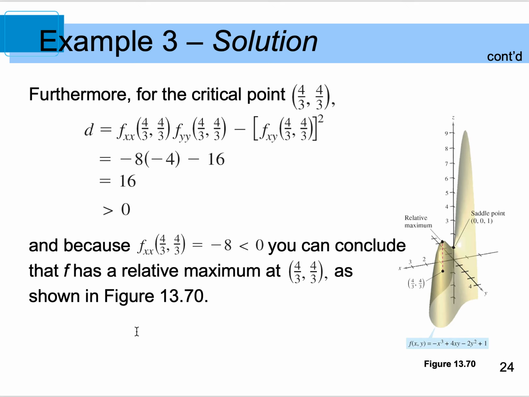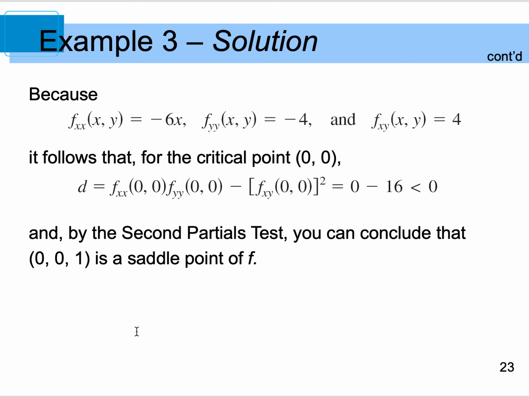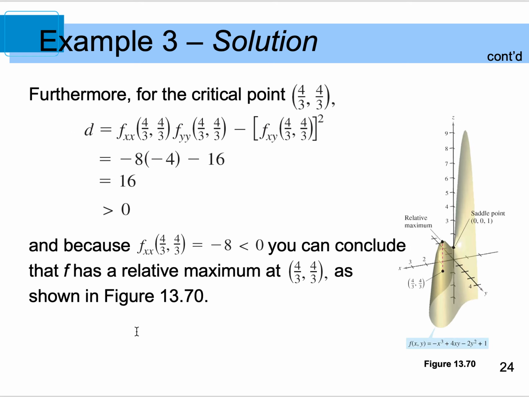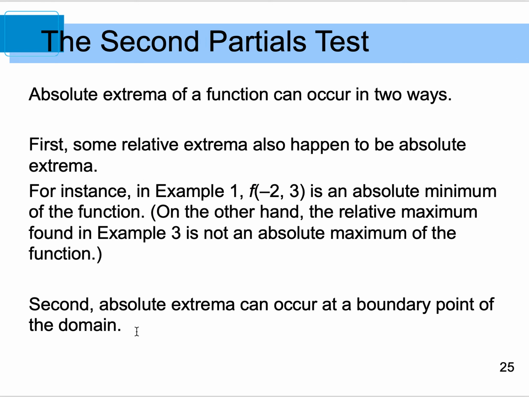Furthermore, I have that 4/3 to examine what's going on at 4/3, because when x and y are 4/3, I have something else. So I'm going to plug that in, and I get the number +16, which is greater than 0. So I have one that's less than 0, one that's greater than 0, which means that I have a relative max that's happening. And that's because when I plug it into the x side, -8 is less than 0.